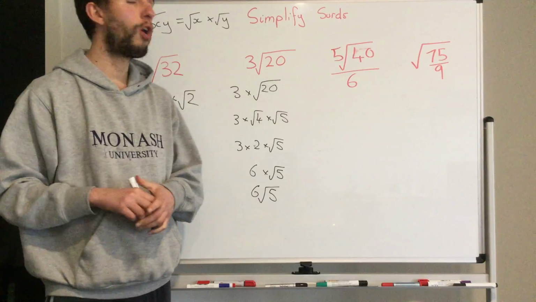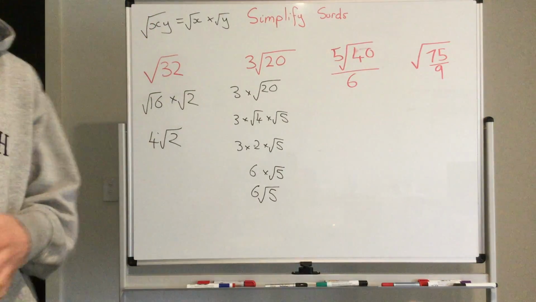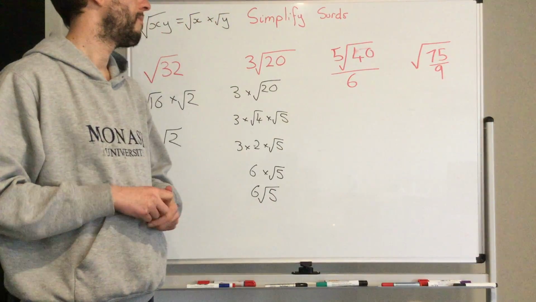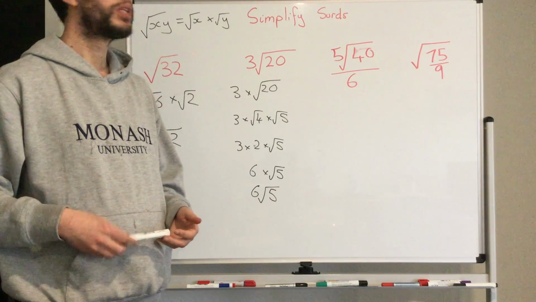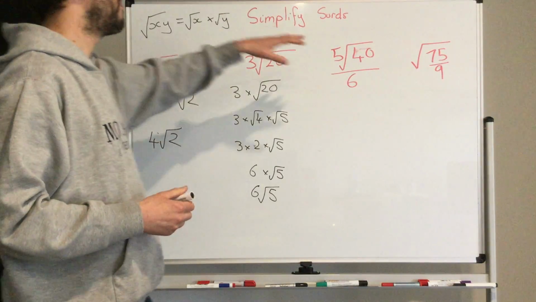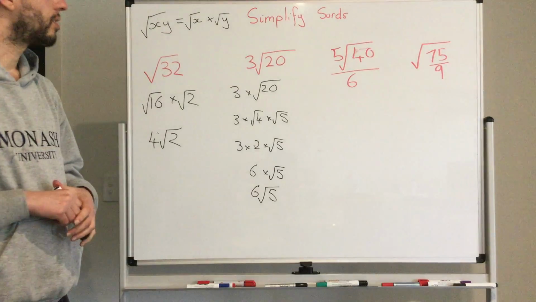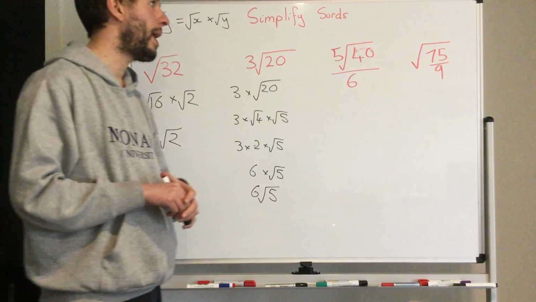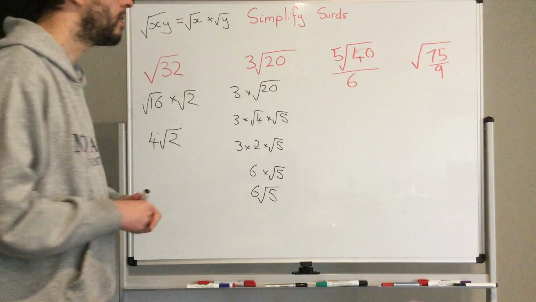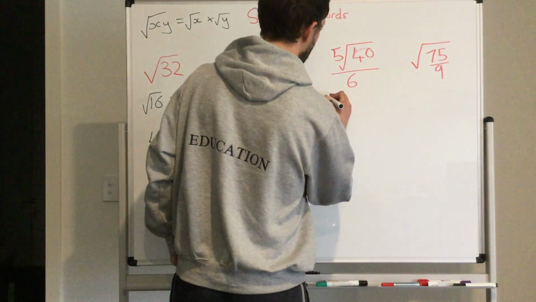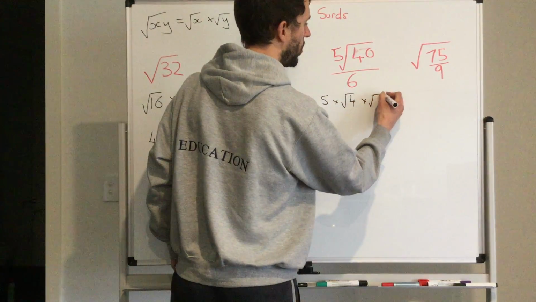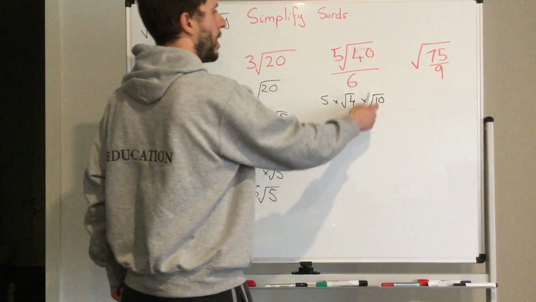Okay, let's move on to our next question, and we are using division. 5 times the square root of 40, divided by 6. The first thing I want to do is look at the numerator. I would like to make it simpler for me. So to get us started, I'm thinking about what are my squared numbers? 4 and 10. So 4 is a squared number. So I can go 5 times the square root of 4 times the square root of 10, because 4 times 10 equals 40.